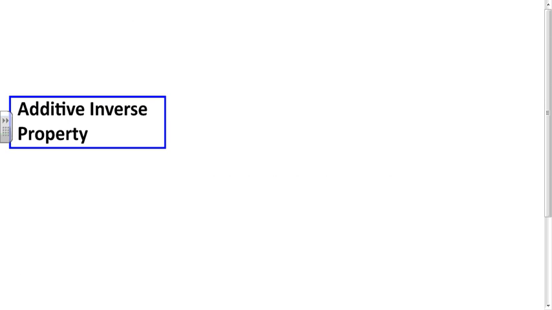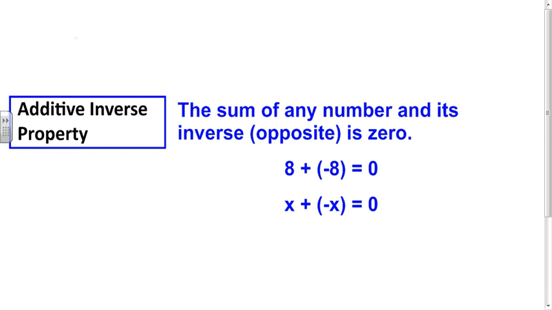A property we're going to use a lot is the additive inverse property. This is a very important property for eliminating those constants, zeroing out those constants. What the additive inverse property states is the sum of any number and its inverse or opposite is 0. So we have a couple examples here. 8 plus negative 8, that's 0. And x plus negative x, also 0.